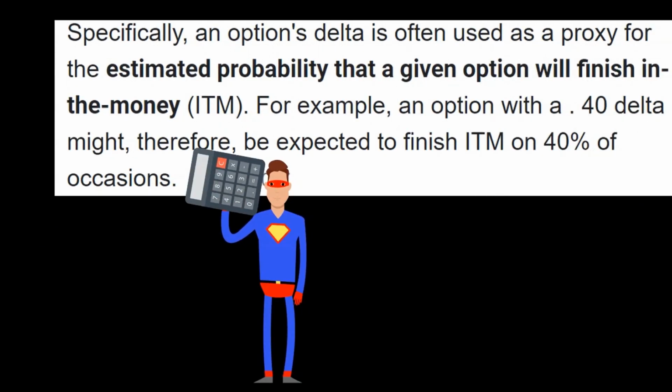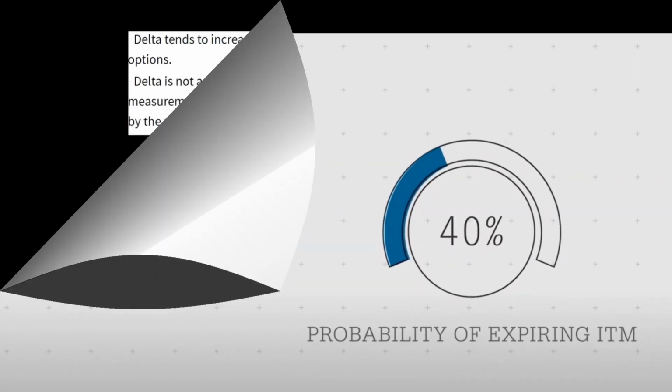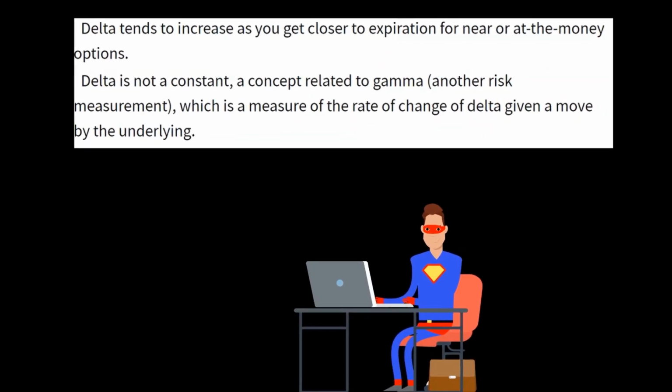An option's delta is often used as a proxy for the estimated probability that a given option will finish within the money. For example, an option with 0.40 delta has a 40% chance of finishing within the money. Delta tends to increase as you get closer to expiration for near or at the money options. Delta is not a constant.